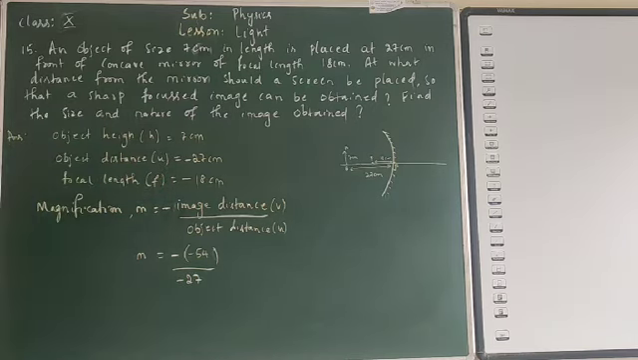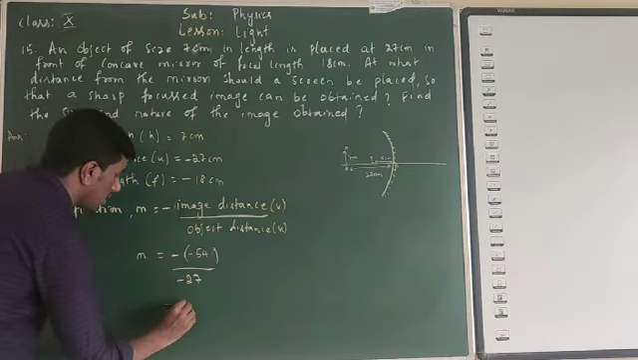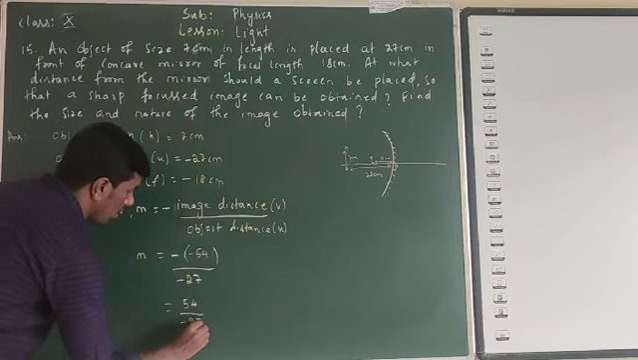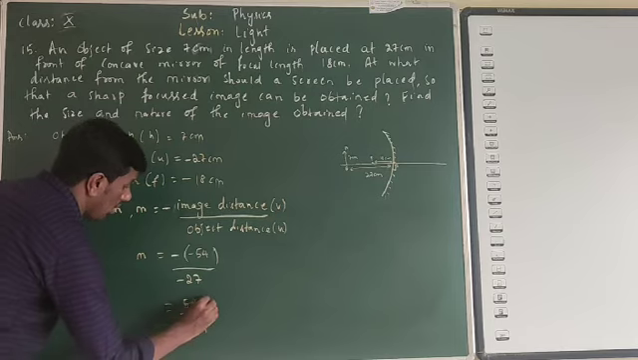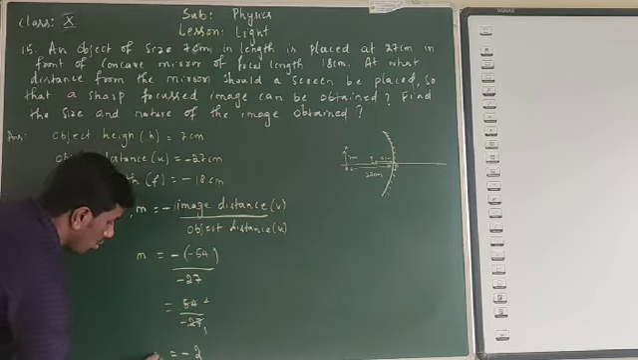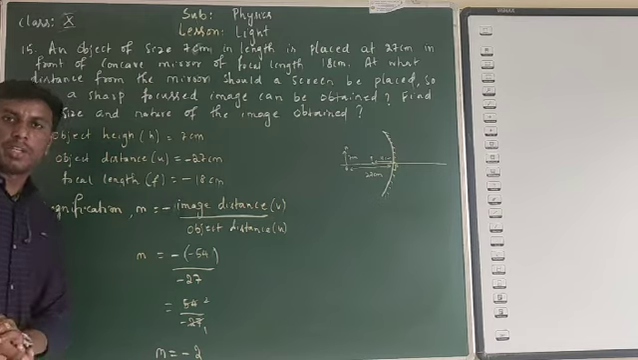Okay. So what you will be getting? Numerator minus will become plus 54. Denominator minus 27. So 27 ones are 27, twos are 54. So we will transfer the negative sign to the numerator. Minus 2 by 1 is 2 only. So the magnification you are getting is minus 2.